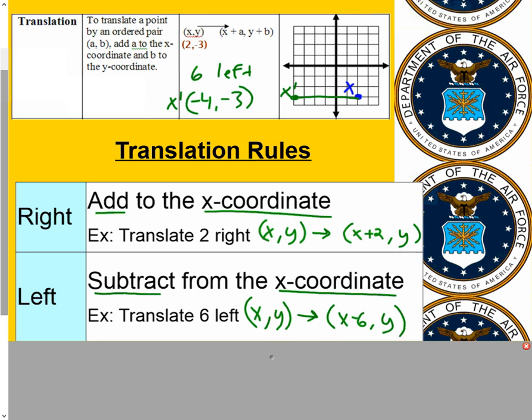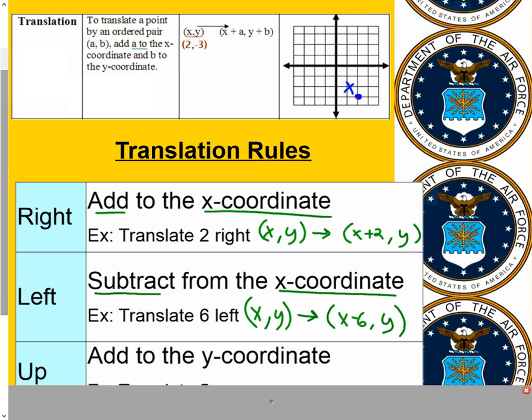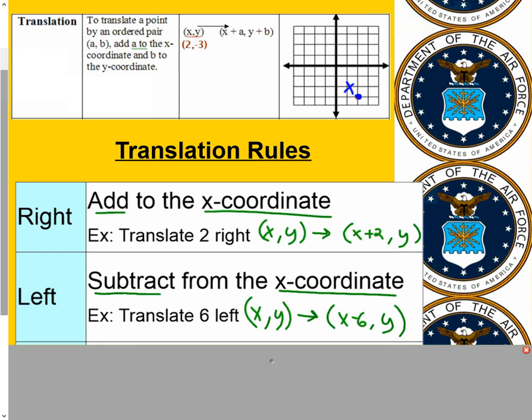Now you may be able to guess for the up and down translations, the up and down axis is the y-axis. So it's going to be a little bit different than what we were just doing. Let's take an example, 5 up. I'm just going to move it 1, 2, 3, 4, 5 up, and there's my new point. There's x prime. X prime now is 2, 2.